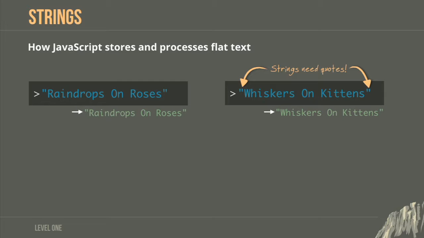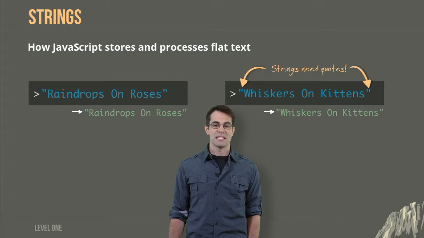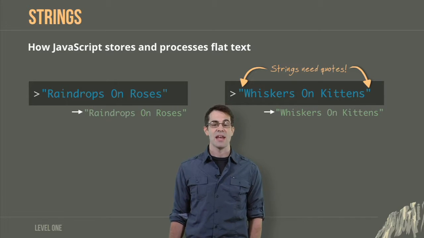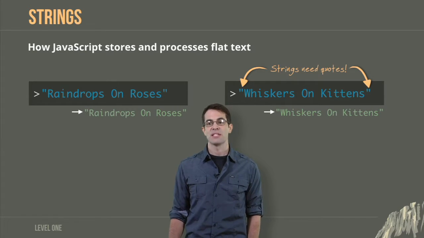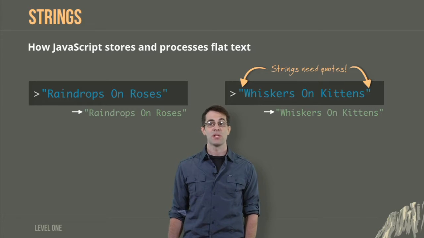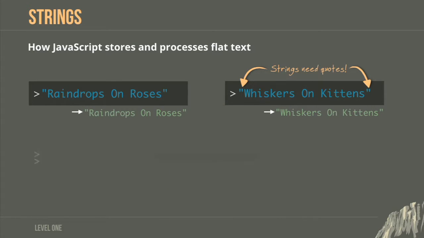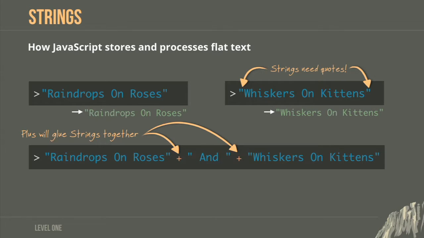We can also use the plus operator uniquely with strings in a process called concatenation. Concatenation places strings together inside of one string and returns one master string at the end. Here you can see "raindrops on roses" concatenated with another string that says " and ", concatenated with another string that says "whiskers on kittens." As a result, we get "raindrops on roses and whiskers on kittens."